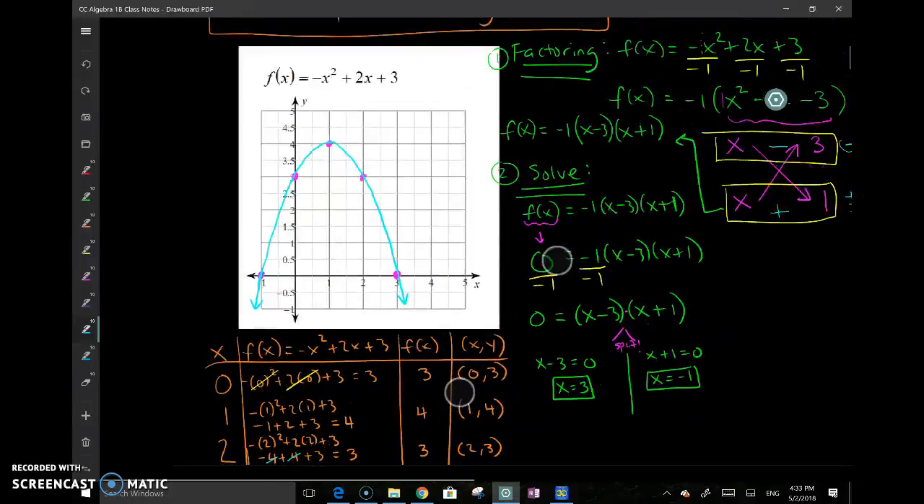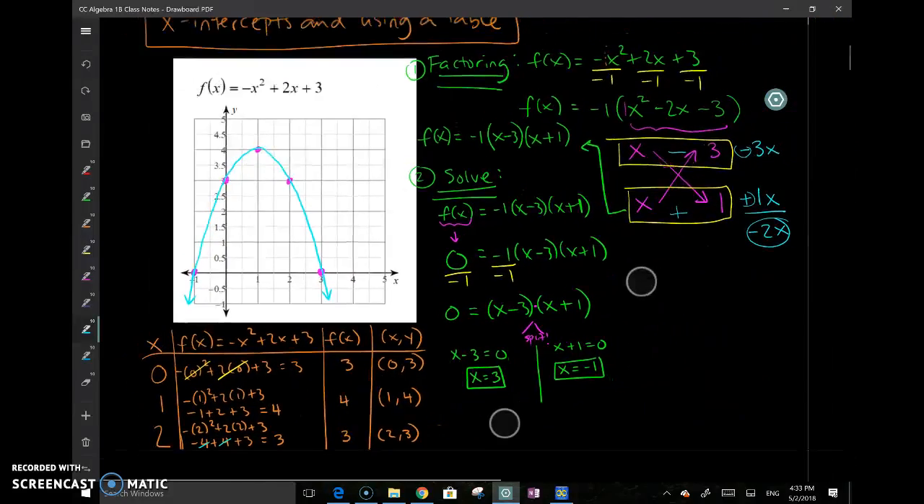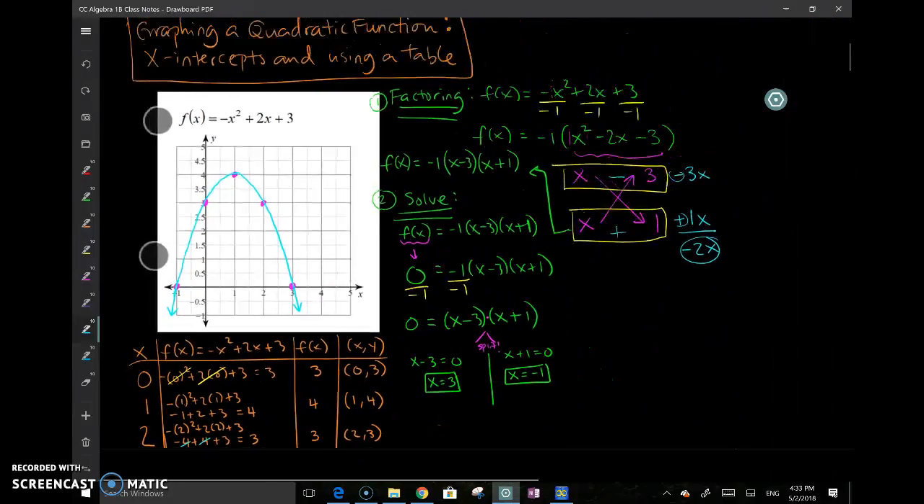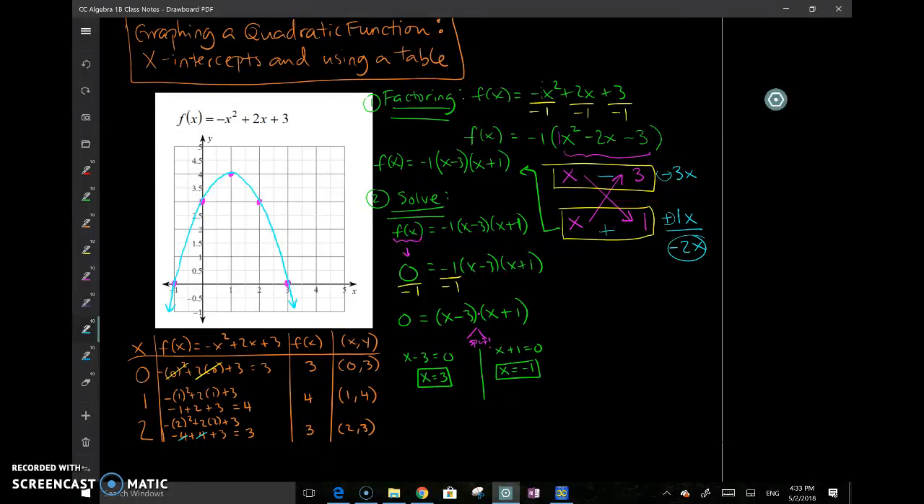And there you have it, everybody. So from factoring and solving to get the x-intercepts, to creating a table to get additional points so you can make a smooth curve, this is the way that you can graph a quadratic function. One way.